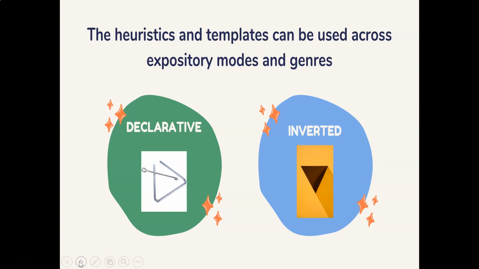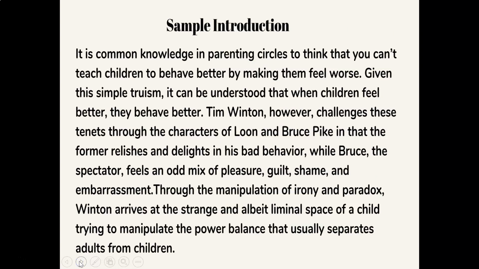So let me give you 3 examples of how to do this. So here's the first, and the very first sentence, I call it the bingo statement. Like, bingo, this is exactly what Winton is doing. This is his authorial intent. This is why he wrote the passage. So very, very concise statement to begin with. All right, so look at this. It is common knowledge in parenting circles to think that you can't teach children to behave better by making them feel worse. So you see my student use the you.